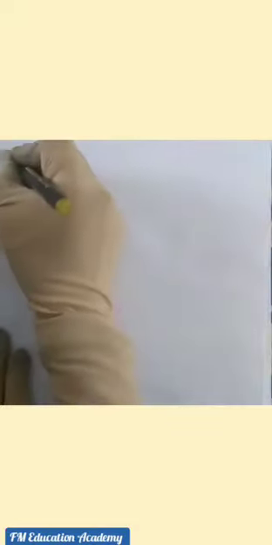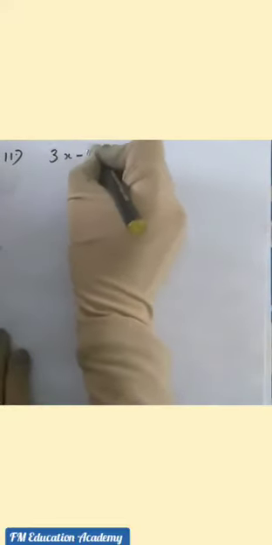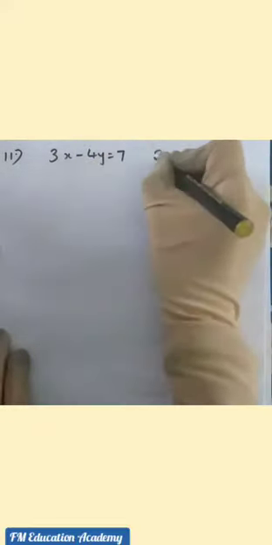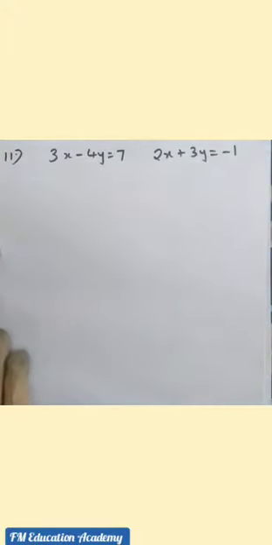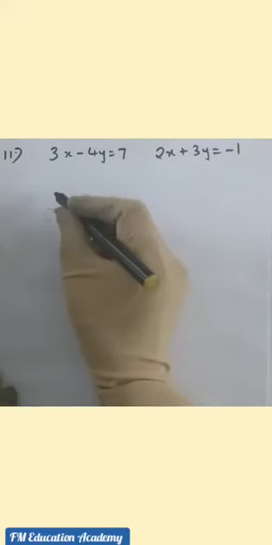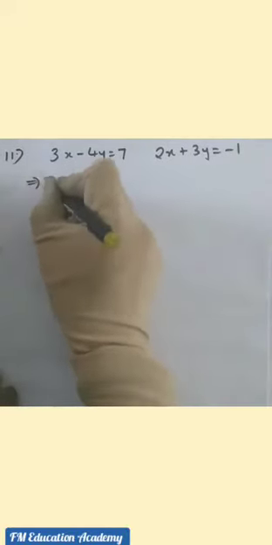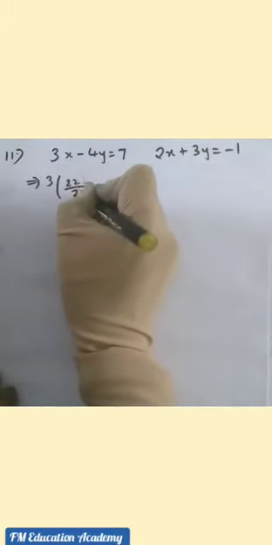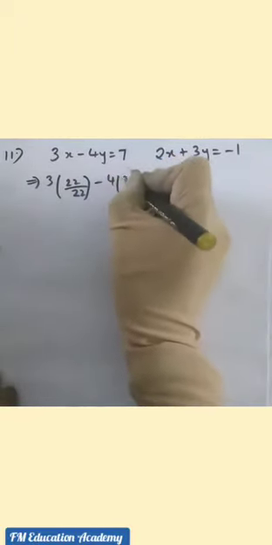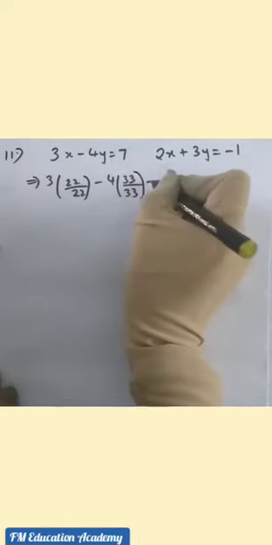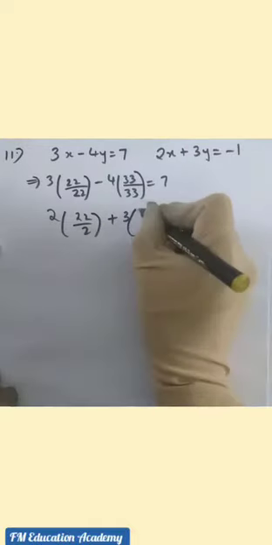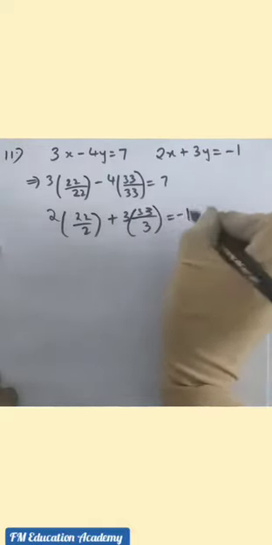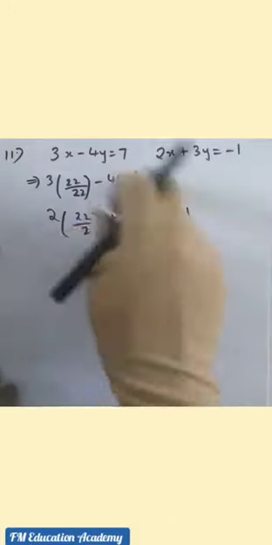11th question. What are the equations given to us? 3x minus 4y is equal to 7 and 2x plus 3y is equal to minus 1. Okay, substitute and see. The first option is 22 by 2 and 33 by 3. So in place of x substitute 22 by 2 and in place of y substitute 33 by 3, in both equations. What are we doing here? In place of x and y, we are substituting the option 1 values in both equations.